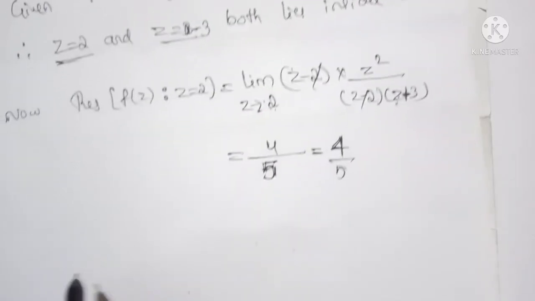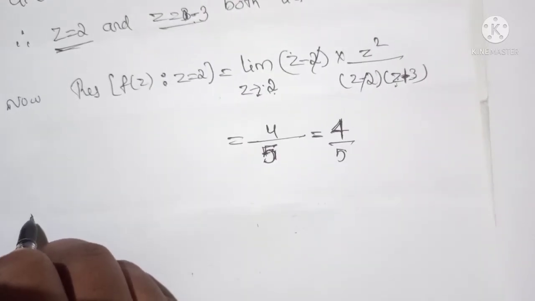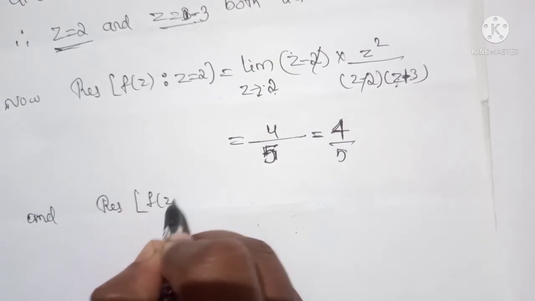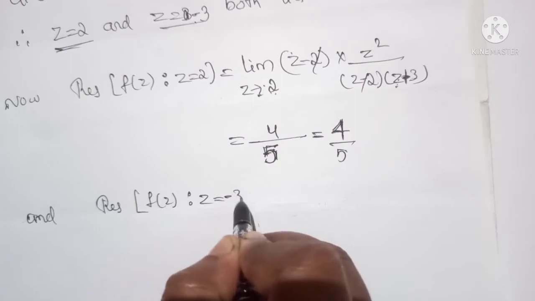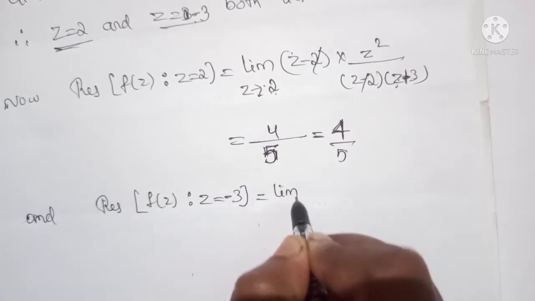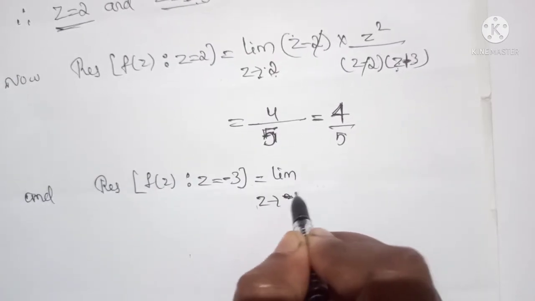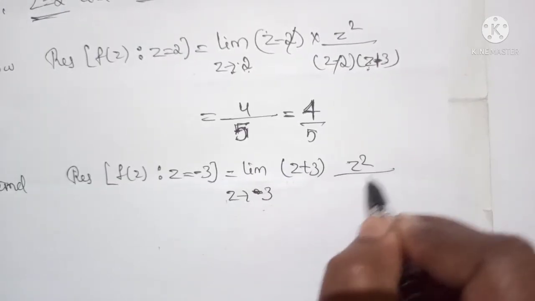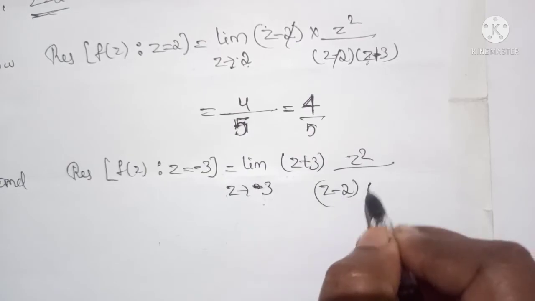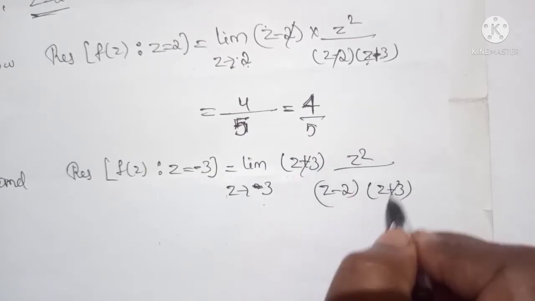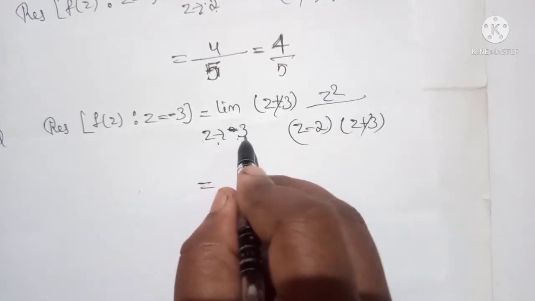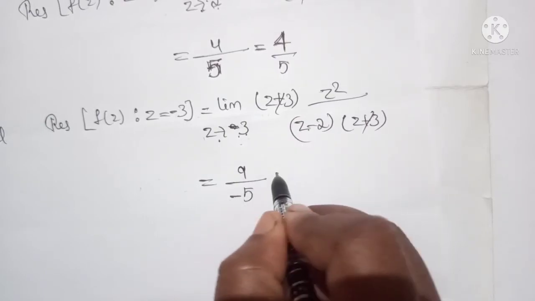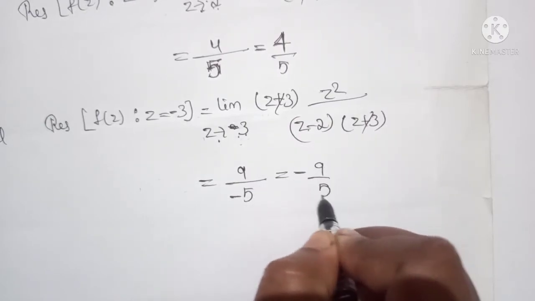Okay, now the residue at z equals minus 3 is equal to limit z tends to minus 3 of (z plus 3) times z square divided by (z minus 2)(z plus 3). These two get cancelled. So substituting z equals minus 3, we get 9 divided by (minus 3 minus 2), which equals 9 divided by minus 5, which is minus 9 by 5.